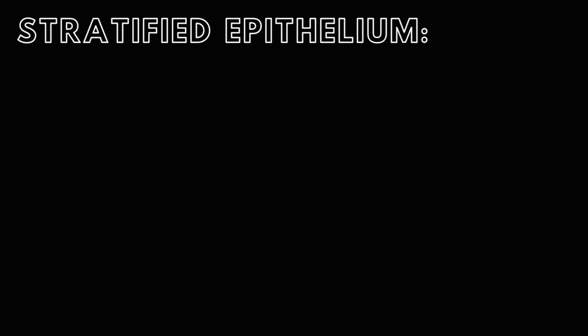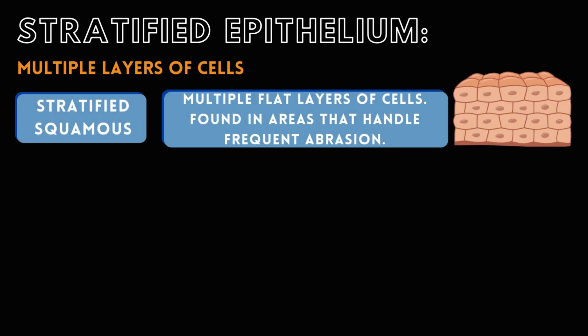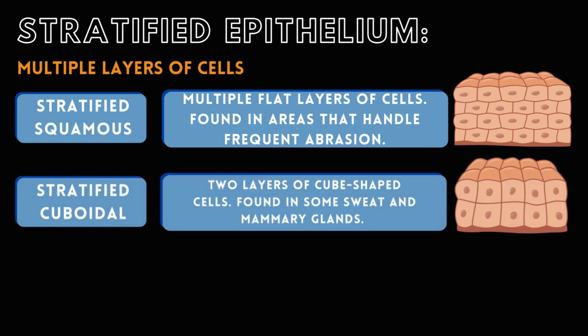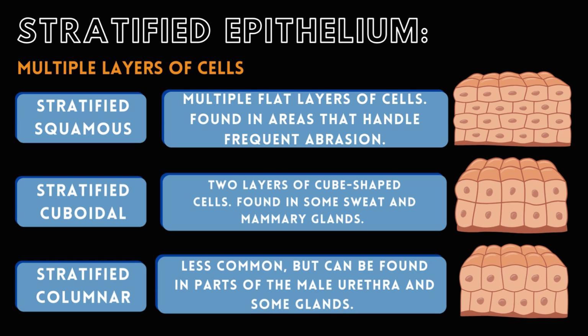Stratified epithelium. Multiple layers of cells. Stratified squamous. Multiple flat layers of cells, found in areas that face a lot of abrasion, like the skin, the mouth and esophagus. Stratified cuboidal. 2 layers of cube-shaped cells, found in some sweat and mammary glands. Stratified columnar. Less common, but can be found in parts of the male urethra and some glands.